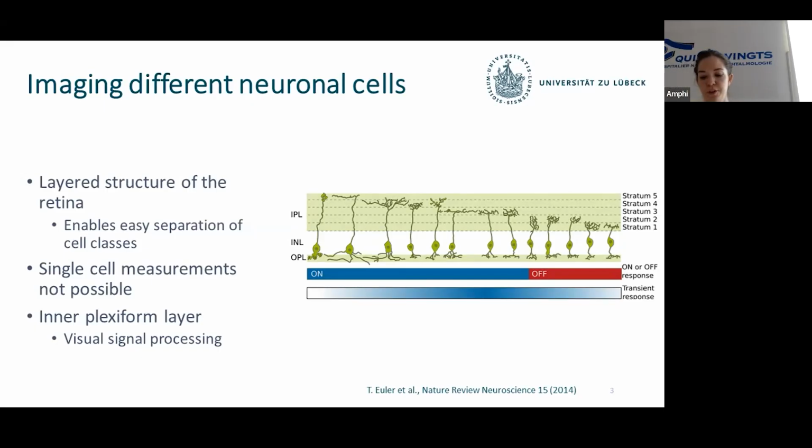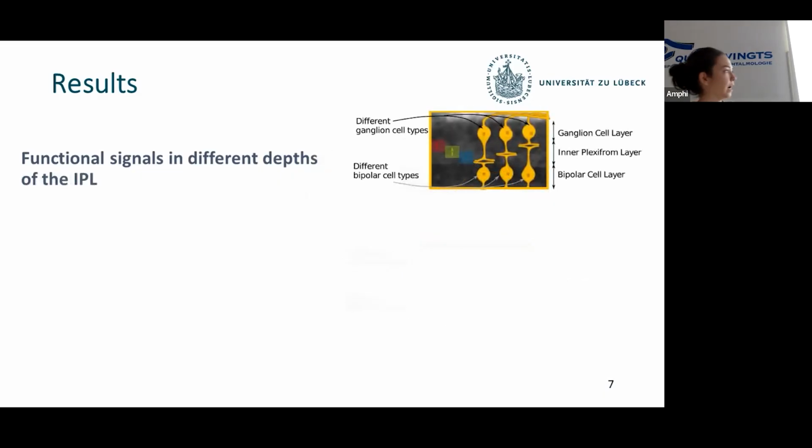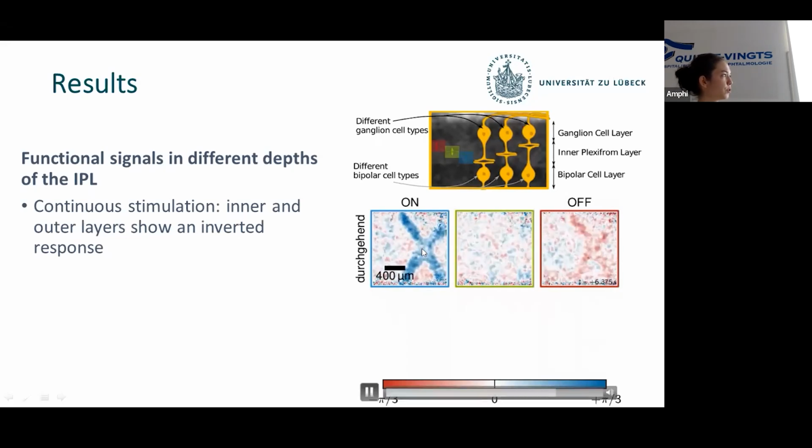So in order to differentiate those different functional cell types, we looked at different depths of the inner plexiform layer, or the phase change in different depths. Basically, we were able to separate 3 different layers. Due to our axial resolution, we couldn't differentiate between more layers. In the first step, we stimulated our retina with a continuous stimulation of 8 seconds. And what we observed is that indeed the 3 different sublayers behave very differently to the same stimulation. We see an increase in optical path length in the innermost layer, a decrease in the outermost layer, and virtually no response in the central layer.